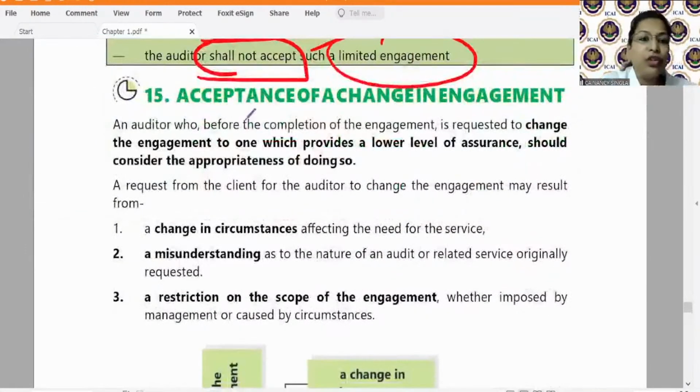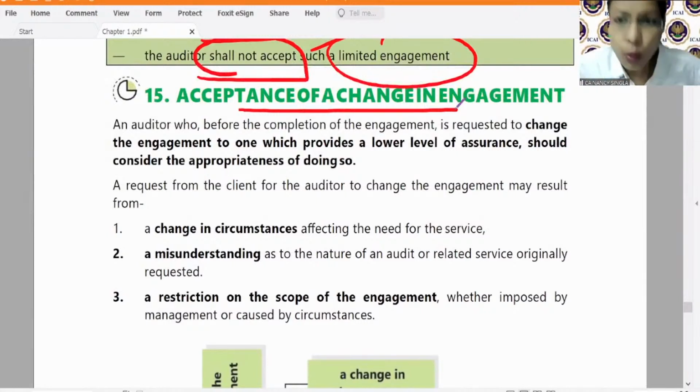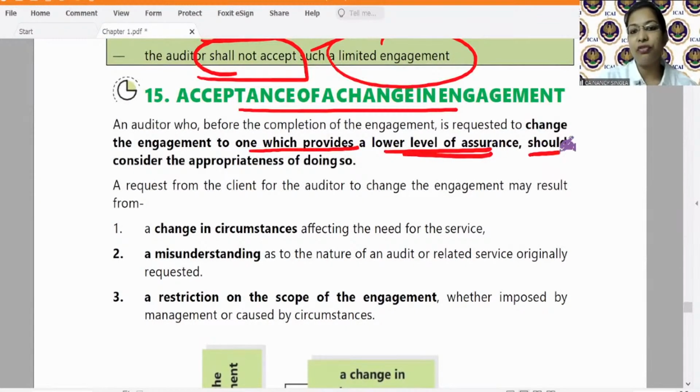ठीक है. Now acceptance of a change in engagement. So what happens is here, the auditor has accepted the engagement and he was doing the work. Now, before the completion of the engagement, the management requests the auditor that auditor, listen, please change the engagement. Please change the terms of the audit engagement to one which provides lower level of assurance. Now, whether to do that or not.